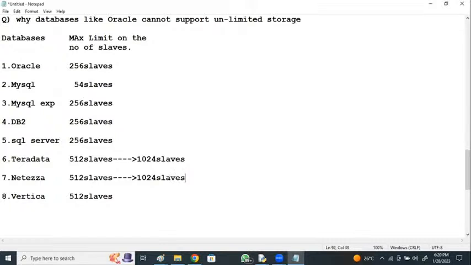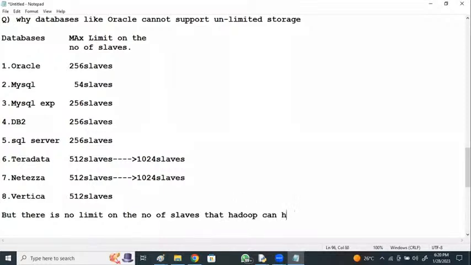Still, I cannot say that unlimited storage is possible there. Once they get filled, they cannot support data further. But there is no limit on the number of slaves that Hadoop can have. Unlimited number of slaves.